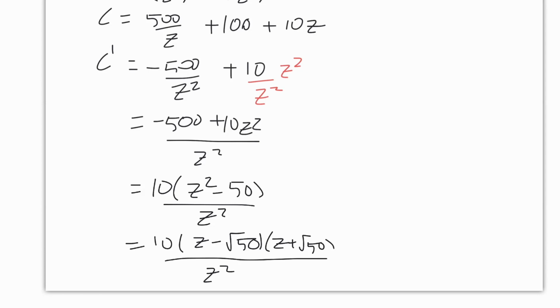Alright, let's draw our sign diagram. We're going to have a lot of information on this. We've got undefined at 0, got roots at square root 50 and negative square root 50. So pick a number bigger, we're going to get positive. So positive, negative, positive. Oh, this is an even. Negative, positive. So we have increasing, decreasing, decreasing, increasing.